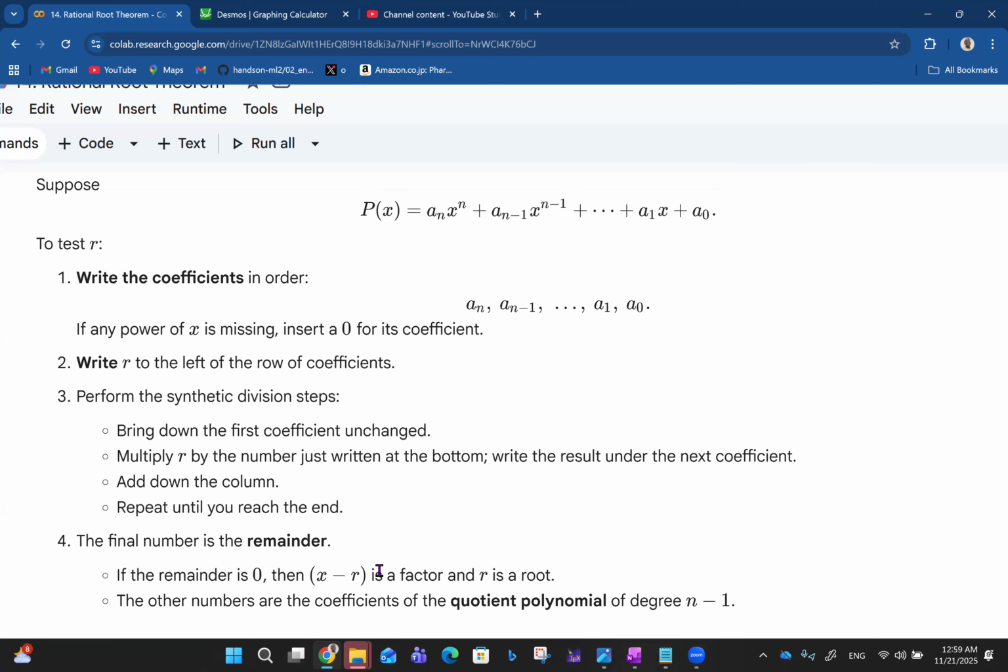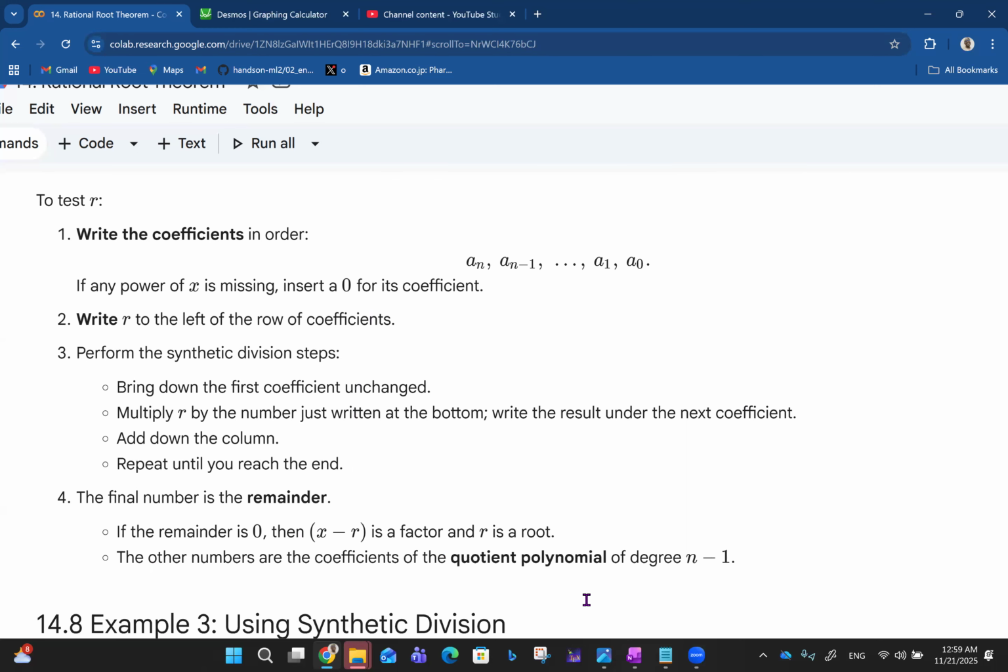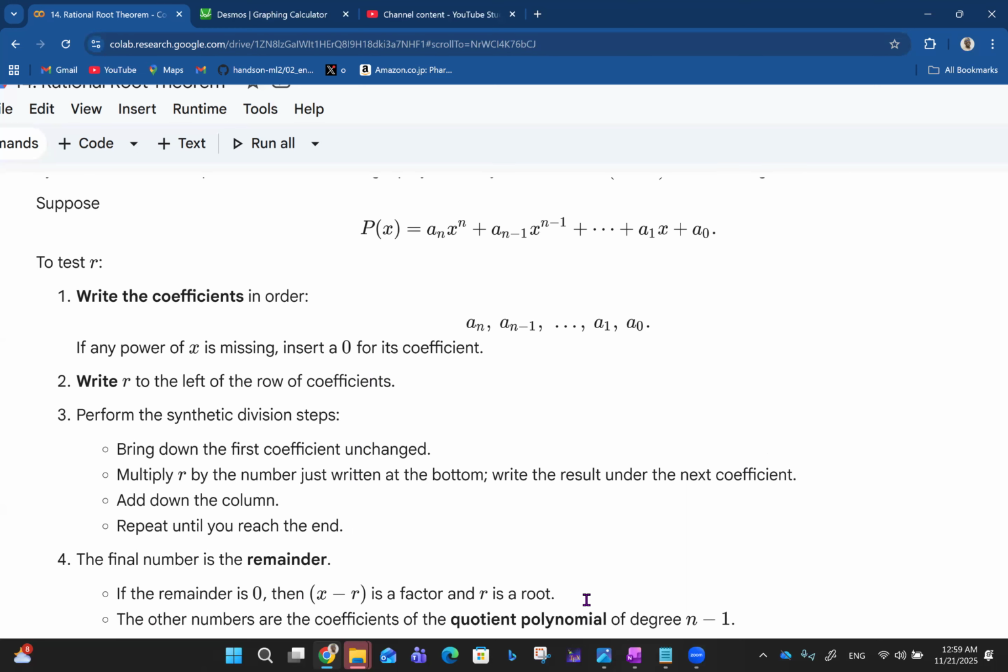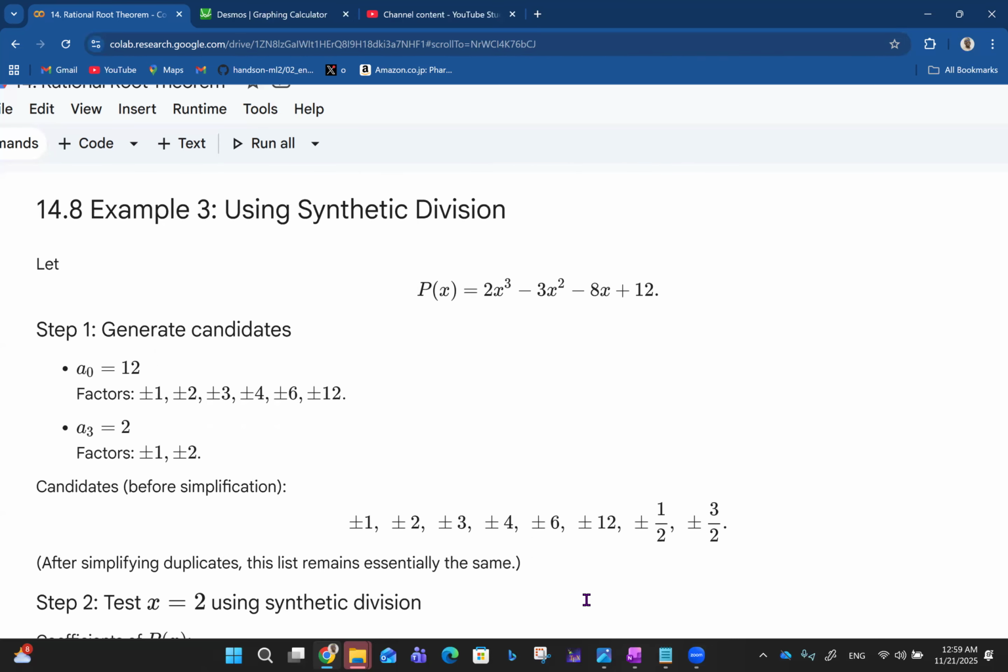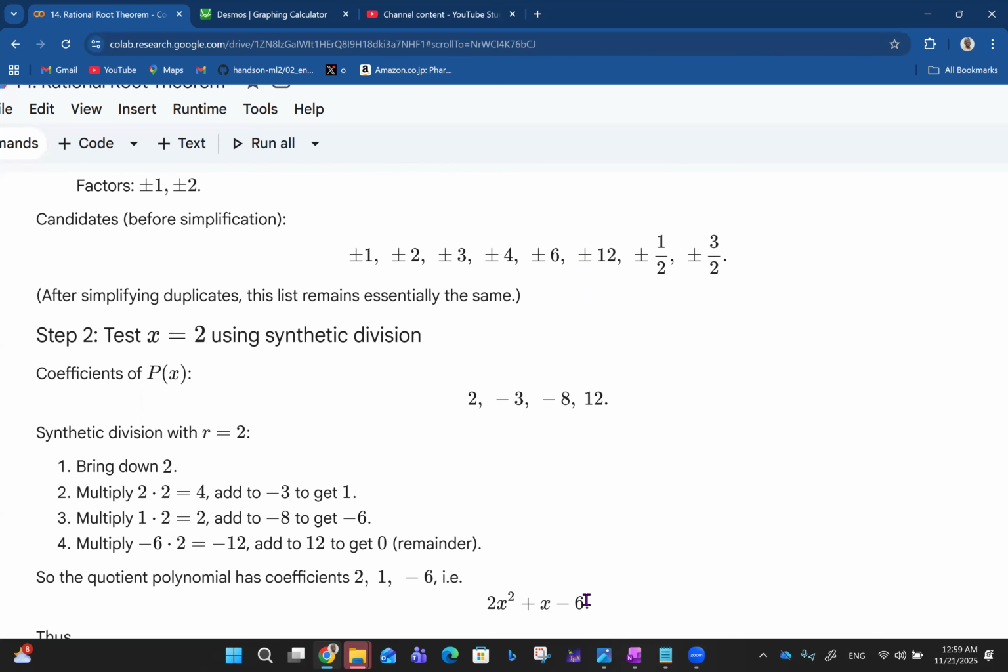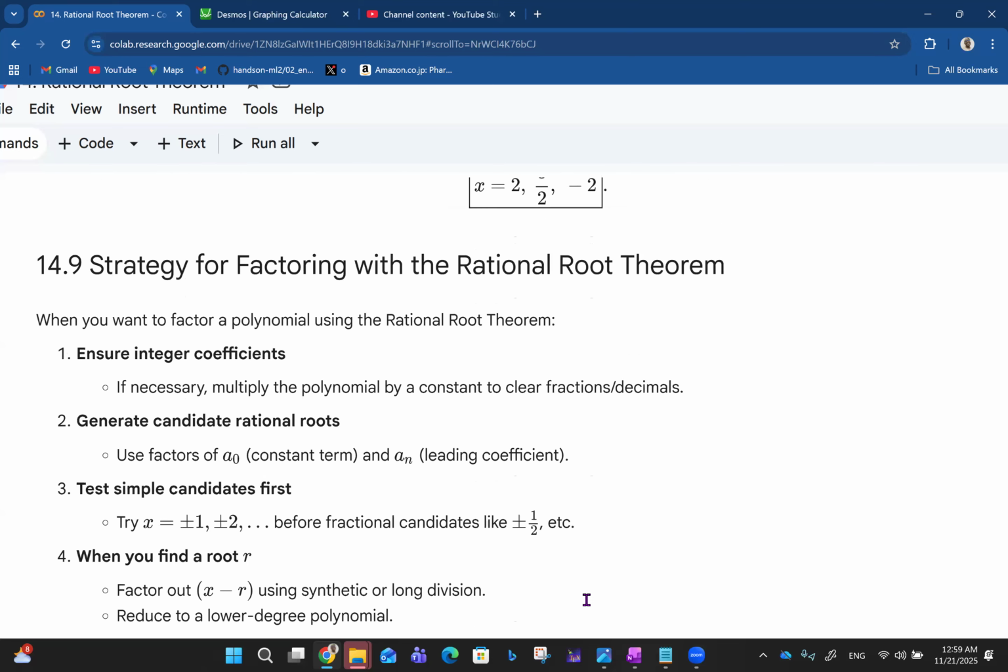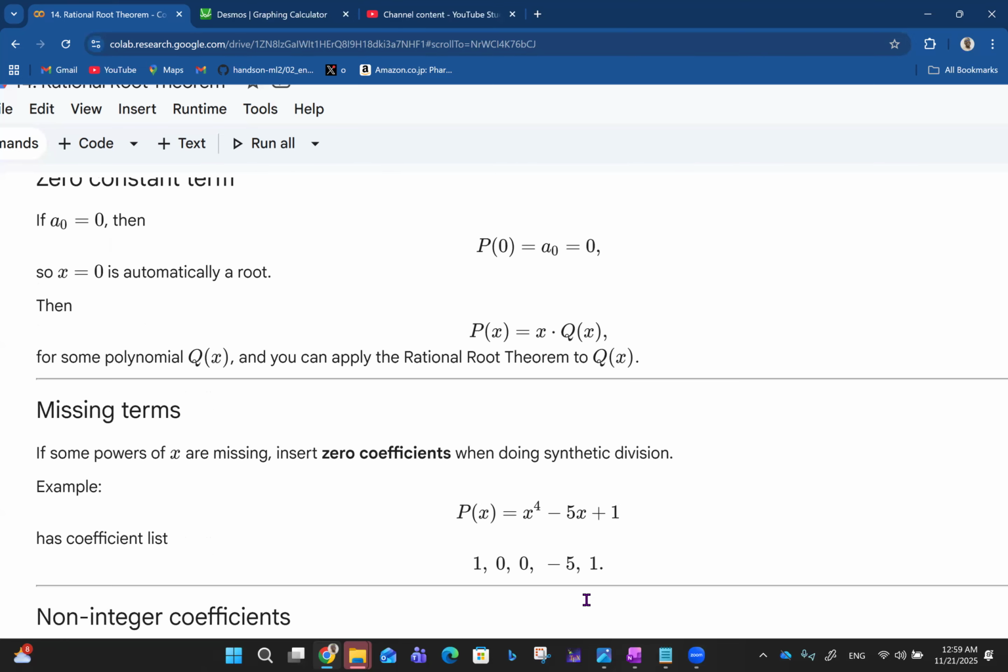So if the remainder is 0, then x minus r is a factor and r is a root. Then the other numbers are the coefficients of the quotient polynomial of degree n minus 1. So that will give you whatever is left after you've factorized out x minus r. So a very good example of synthetic division is what we have here. Let me see from practice questions.